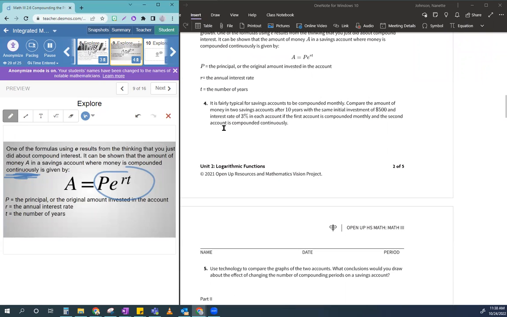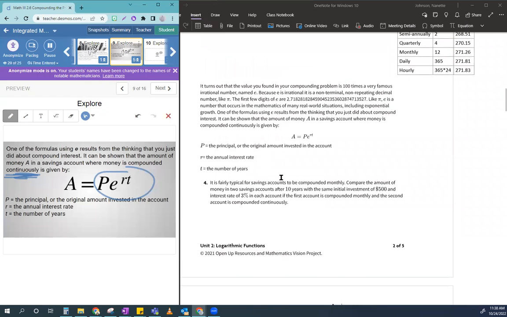All right. So number 4, it is fairly typical for a savings account to be compounded monthly. Compare the amount of money in 2 savings accounts after 10 years with the same initial investment of $500 and interest rate of 3% in each account if the first account was compounded monthly and the second compounded continuously.